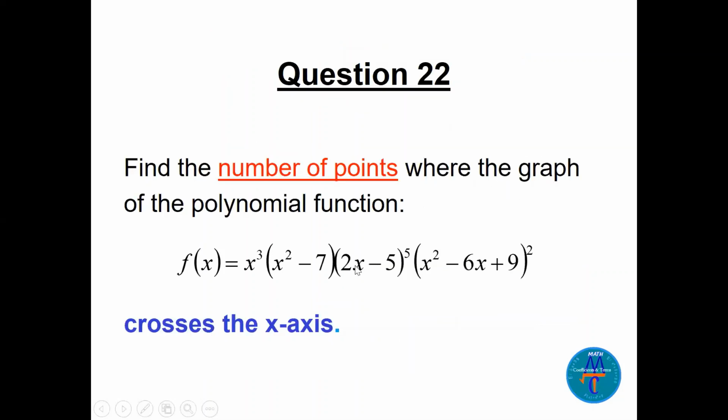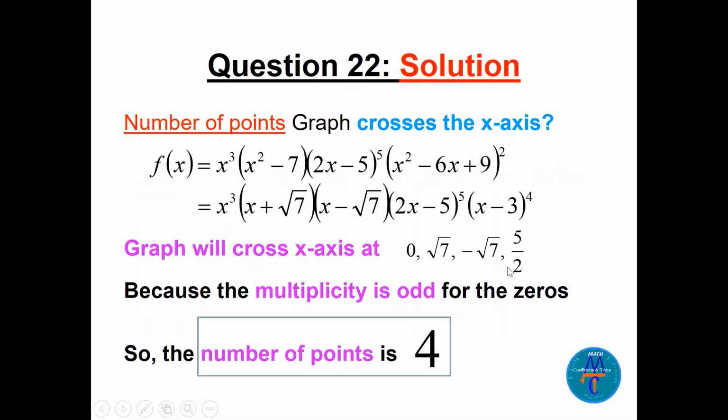Now find the number of points where the graph of this polynomial crosses the x-axis. Crossing the x, we have to factor more to make sure where the numbers have odd multiplicity. So the graph will cross the x. So this is x cubed already there. X squared minus 7, we can factor this. This is already an odd power here. X squared minus 6x plus 9, we have to factor it. So this one here becomes x minus 3 squared. With the squared, it's power 4.